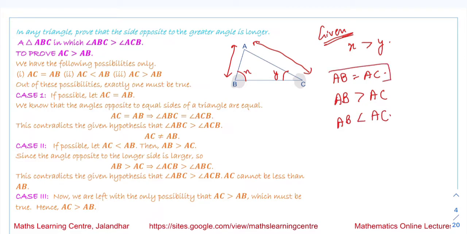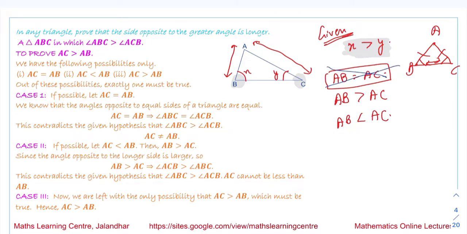If a triangle ABC is given and AB is equal to AC, then we know that these two angles should be equal. But what is given to us is that X is greater than Y. It means this case is not possible.